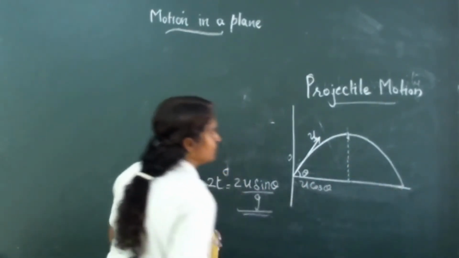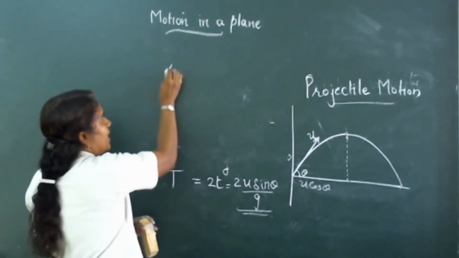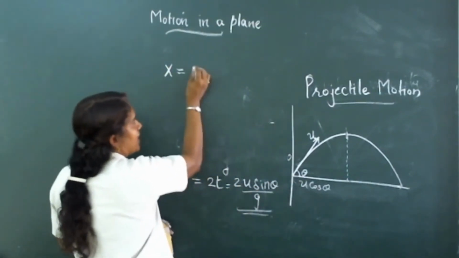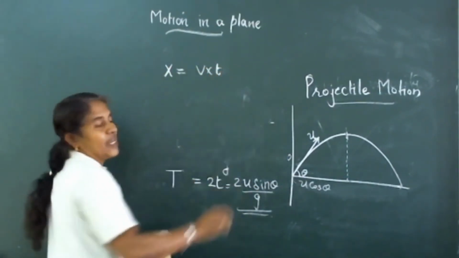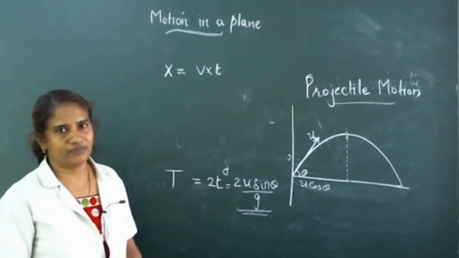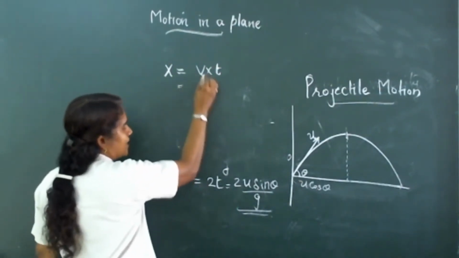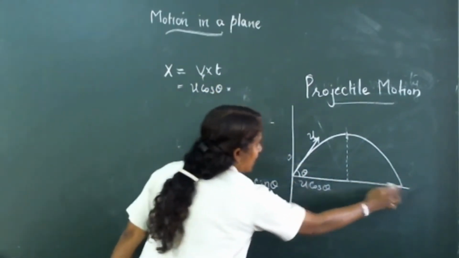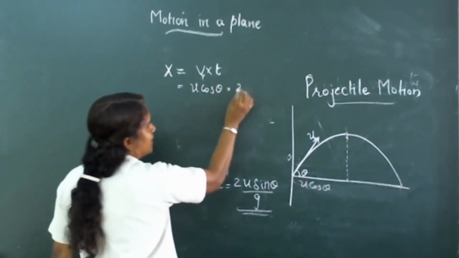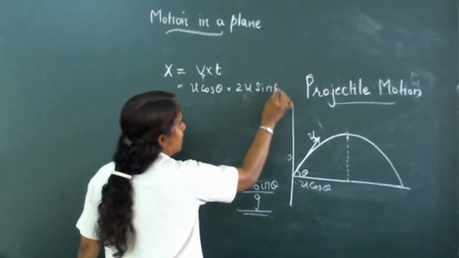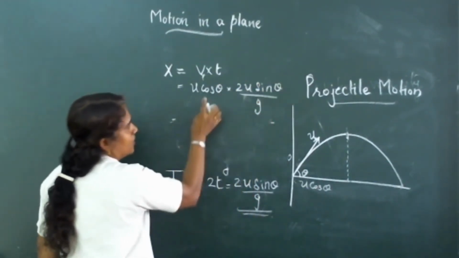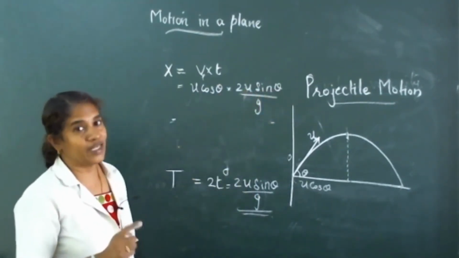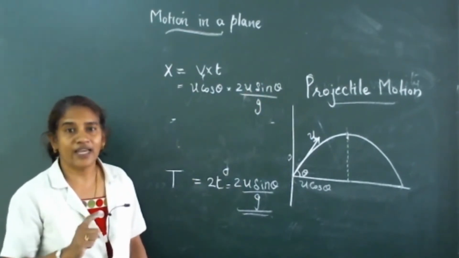Horizontal range. Since it is in the x direction, the distance travelled in the x direction is equal to the velocity in the x direction times the time taken to reach that point. What is the velocity in the x direction? U cos theta. What is the time taken to come back to the point? Time of flight, that is 2 u sin theta by g. U cos theta times 2 u sin theta by g, and 2 sin theta cos theta is sin 2 theta.